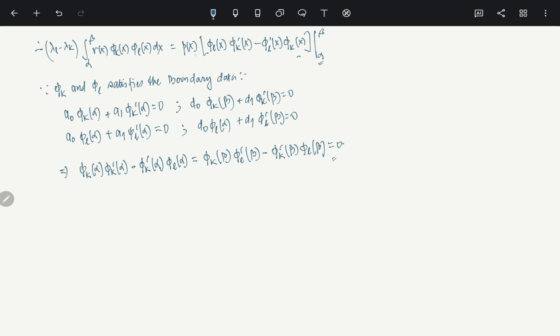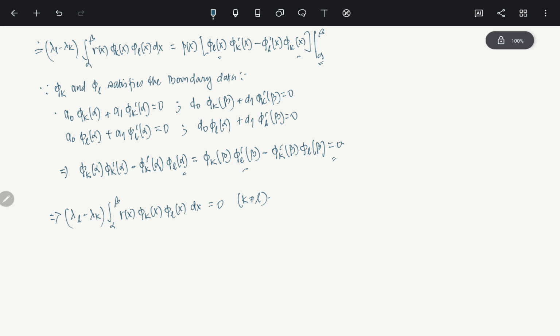what is happening is this: if you calculate the integral between alpha and beta from here and here, we are going to get this part as 0 because p is given to be positive. Therefore what we have will imply lambda l minus lambda k times the integral from alpha to beta of r of x phi k of x phi l of x dx has to be equal to 0, for k not equal to l. Is it okay? Fine. I hope the logic behind this is fine.